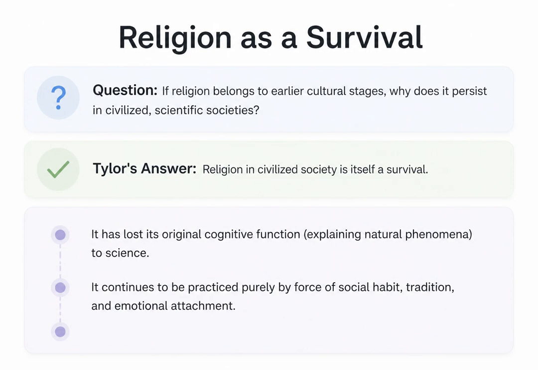This raises a logical question. If religion belongs to earlier, less developed stages of culture, why did it still exist in Tylor's civilized, scientific Europe? Tylor's answer was consistent with his broader theory. Religion in civilized society is itself a survival. Science had taken over the cognitive function of explaining how the world works. Religion no longer served its original explanatory purpose, but it persisted as a cultural habit, carried forward by tradition and emotional attachment, much like saying God bless you after a sneeze.